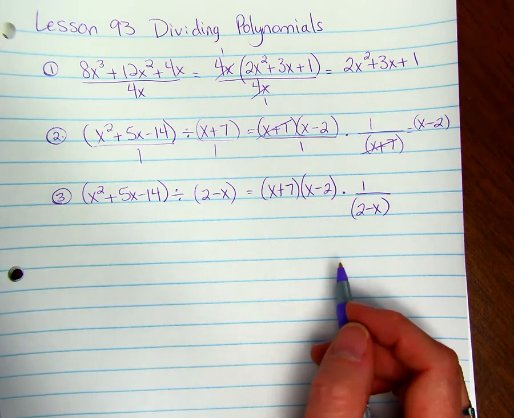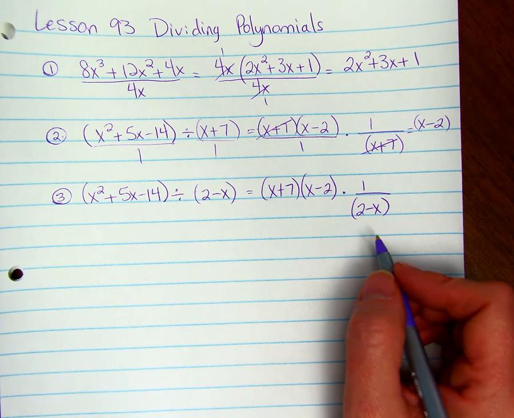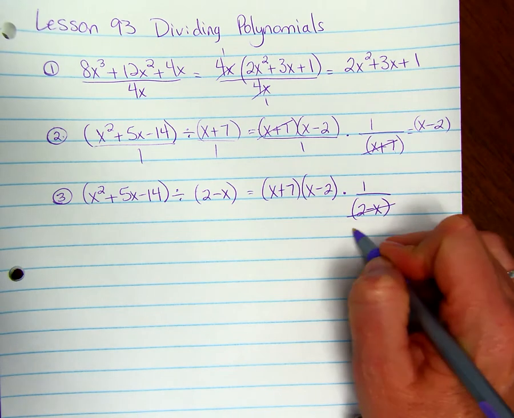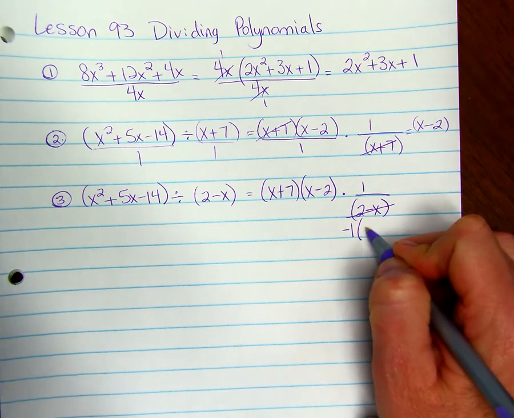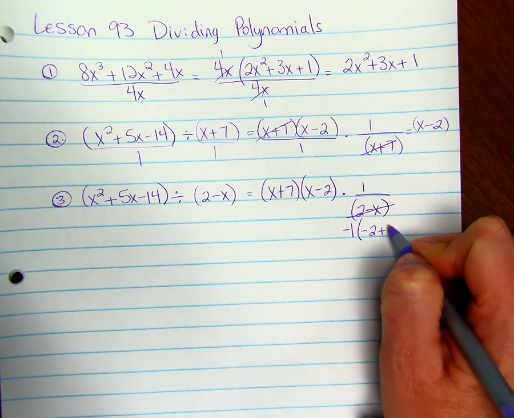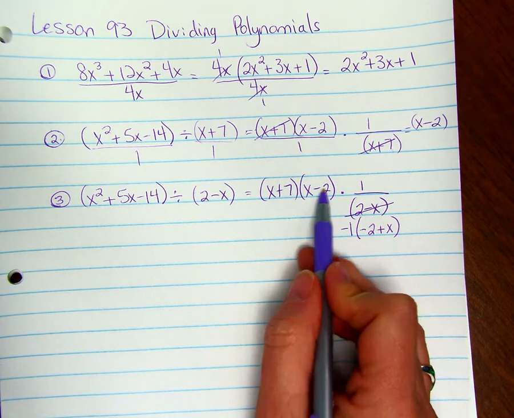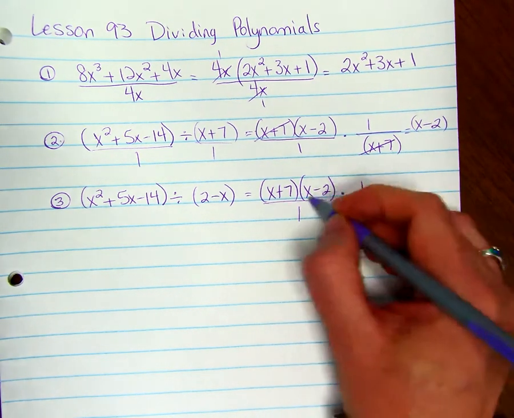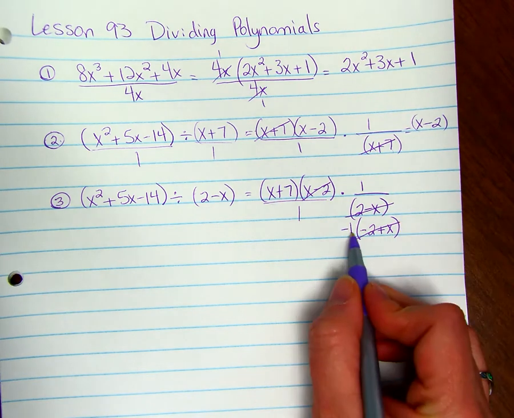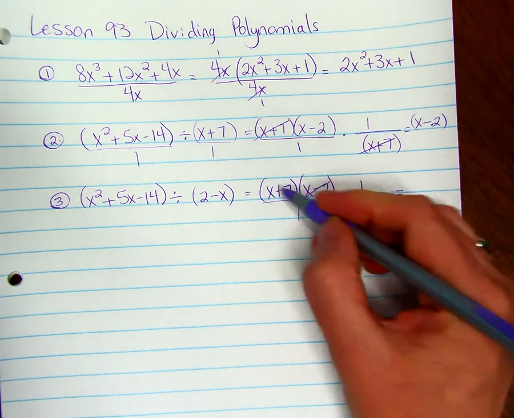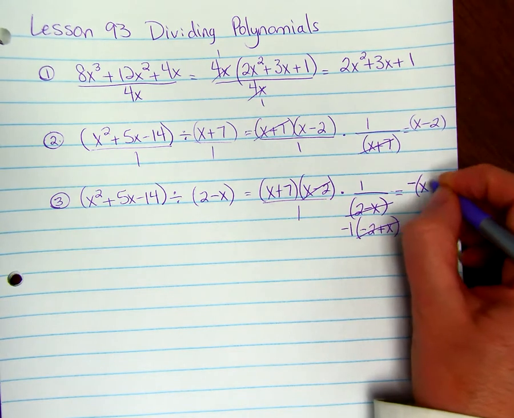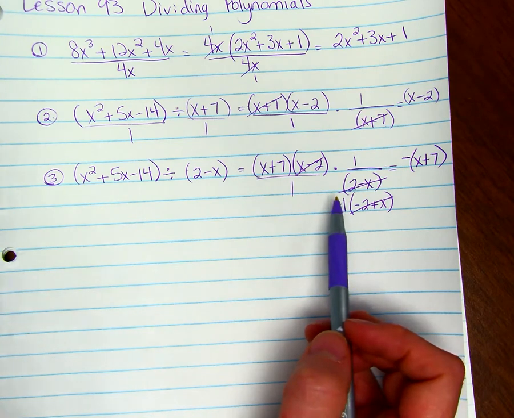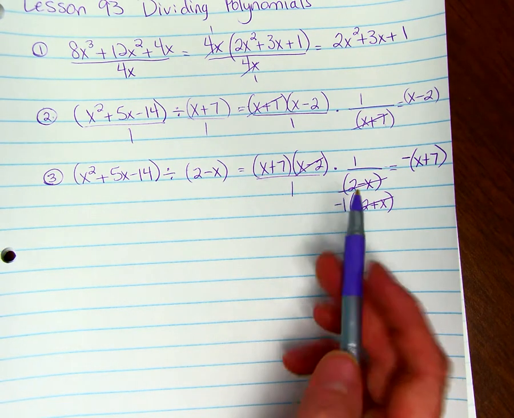So what we can do is take out a negative 1. We're going to take out a negative 1 right here, and we're left with negative 2 plus x. Notice that here the 2 is negative just like here, and the x is positive just like in the numerator. So we can cancel those, and we're just dividing by a negative 1. When you have a positive divided by a negative, you just get a negative, x plus 7. So that's kind of a trick that you want to learn so that you can actually do some canceling if you need to.